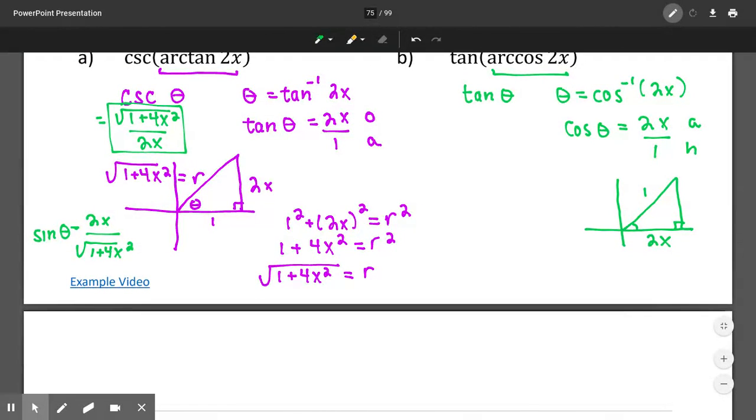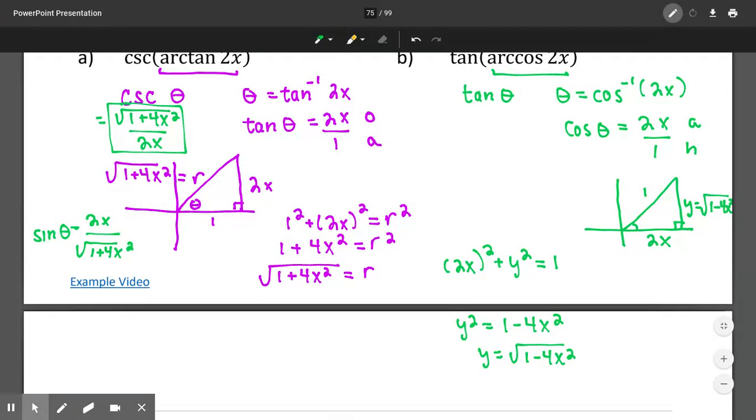So we need to do Pythagorean theorem, and we'll call this side y since it's vertical like the y. So we'll say 2x squared plus y squared equals 1. So y squared equals 1 minus 4x squared, or y equals the square root of 1 minus 4x squared. Right, so this side right here is the square root of 1 minus 4x squared.